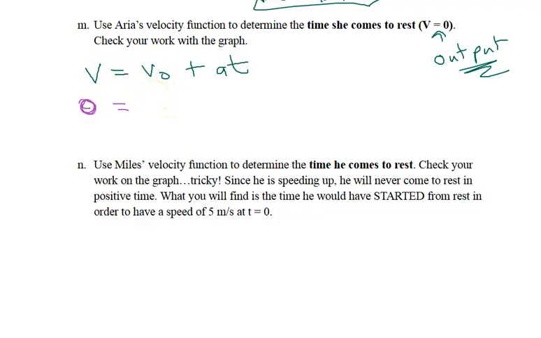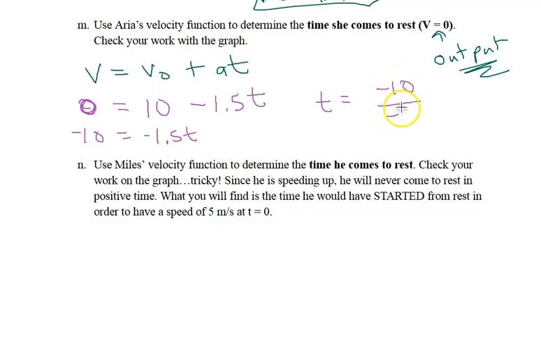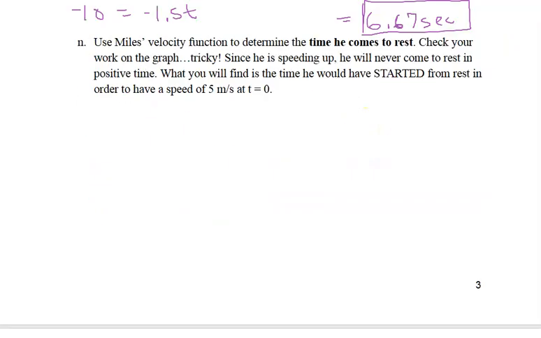She started going 10, and she was slowing down, so we know she is going to reach the vertex, and we're looking for that time. So we're going to subtract 10 from both sides. So t equals minus 10 over minus 1.5, or 6.67 seconds. In 2025, that was not intentional. This worksheet is old.